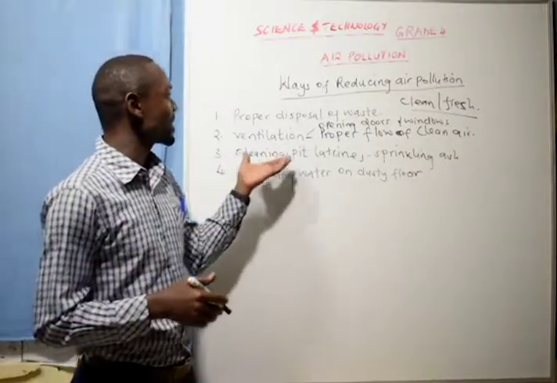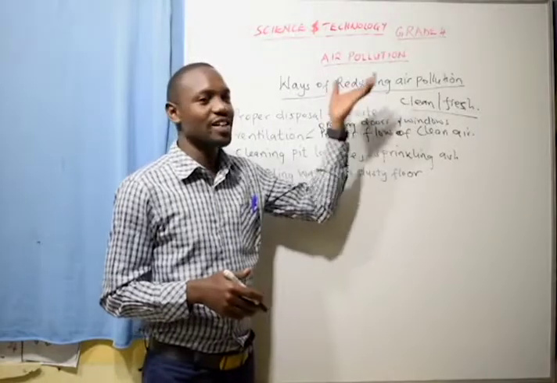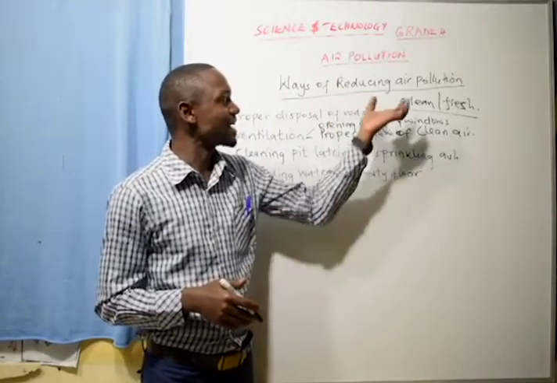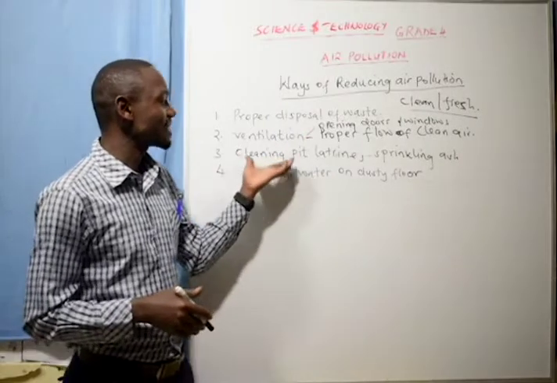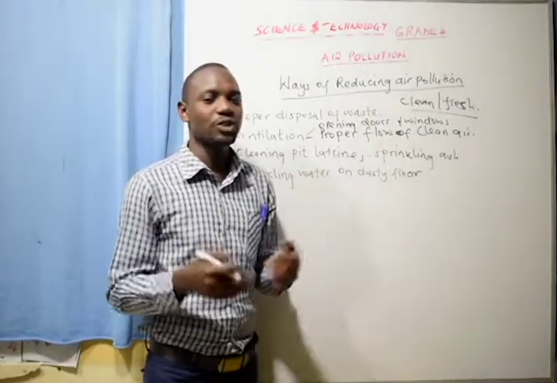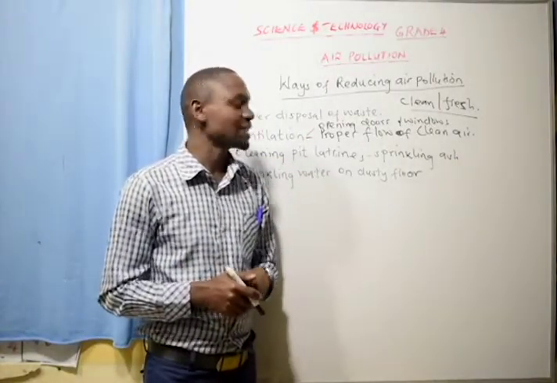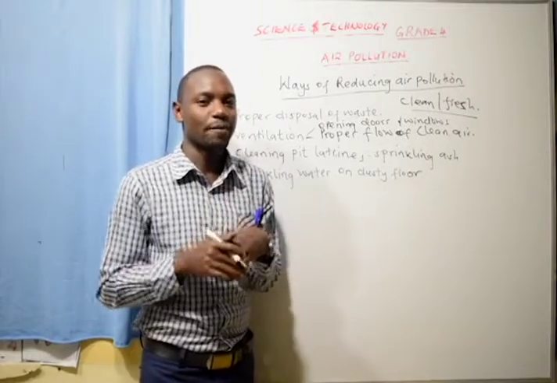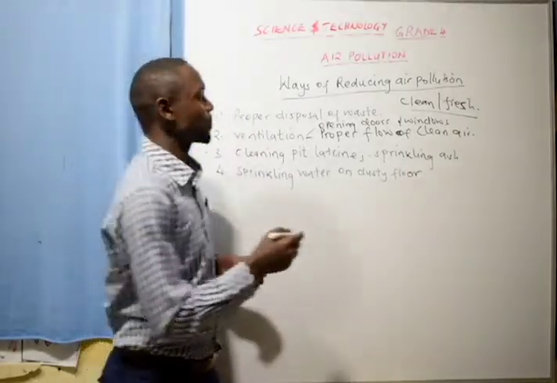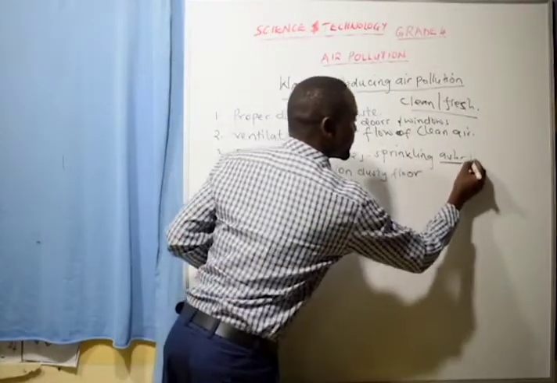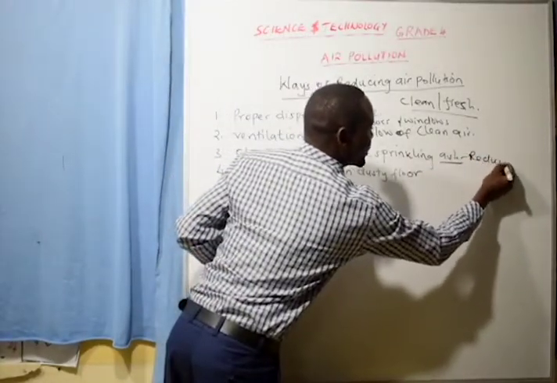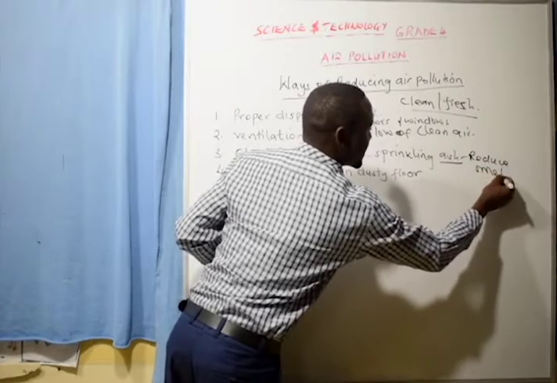Another way of reducing air pollution is cleaning the pit latrines. Once you visit the pit latrines, make sure that you clean them well, especially by sprinkling ash. Ash will help to reduce bad smell.